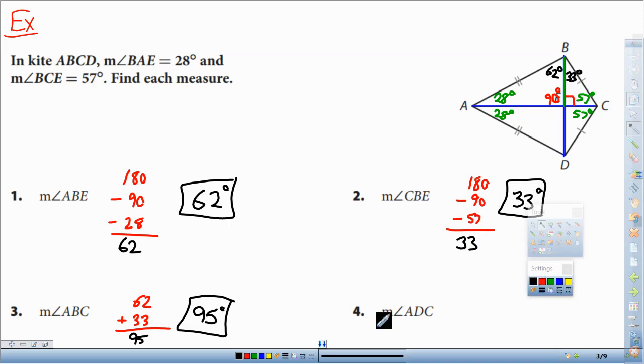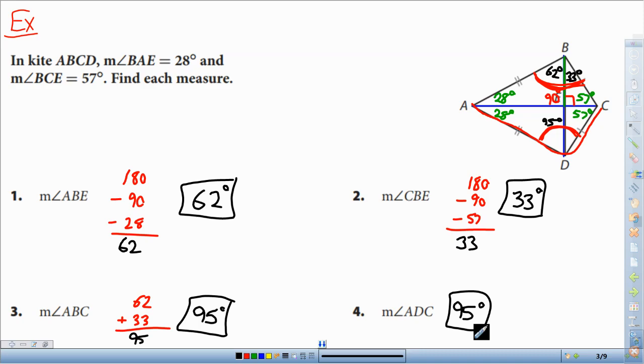Okay, last one here, the measure of angle ADC. Okay, let's find it. So starting at A, going around D to C, they're asking us to find the measure of this angle right here. Right? Well, here's the good news. If we remember, one of our rules for kites is that these opposite angles are congruent. We just figured out that this whole angle over here was 95 degrees. We know that this one over here is also going to be 95 degrees. So really no math required on that one.